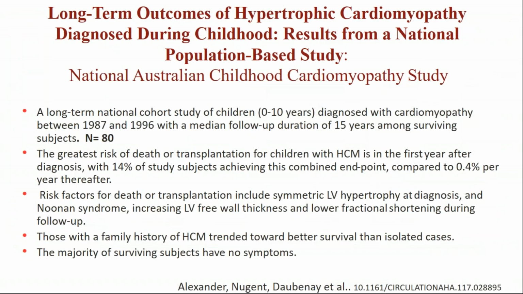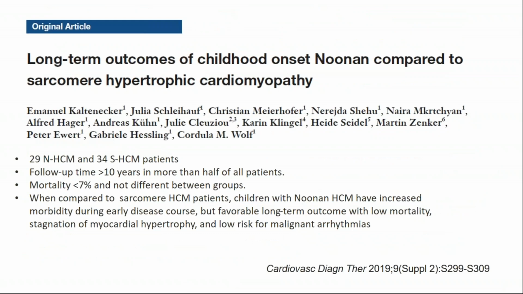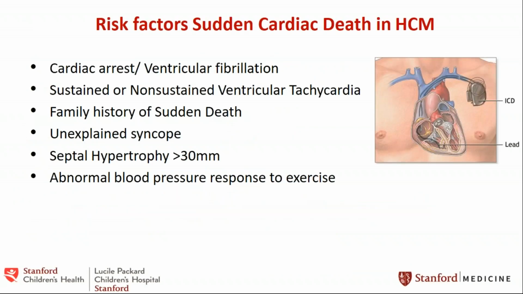We have learned a bit from these long-term population studies. There was an Australian childhood cardiomyopathy study that now has a 15-year follow-up. And we've been able to learn a lot about following this cohort long-term. We've been able to look at subsets of children who have Noonan syndrome and how they're doing specifically compared to children with other forms of hypertrophic cardiomyopathy. And we're learning a lot about that over time, looking through these different long-term databases. But what's most important and what scares us the most about hypertrophic cardiomyopathy is really the risk of sudden cardiac death. And we really only know what the risks are in the adult population.